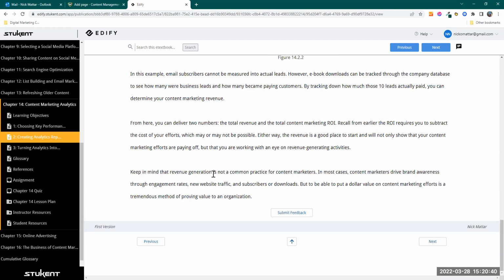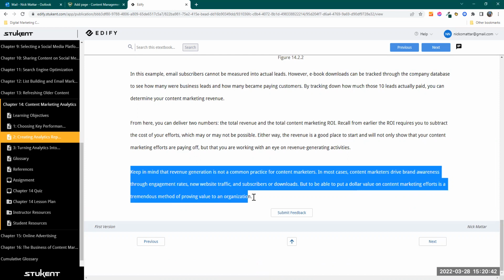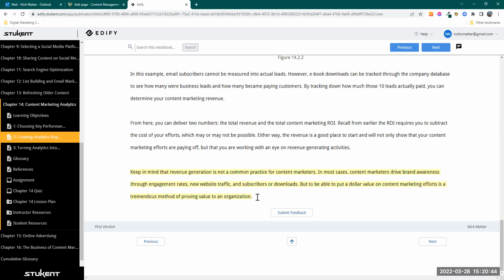Now, I did want to call into play these last couple sentences, right? Revenue generation is not a common practice for content marketers or a lot of marketers in general. If you go and work for a startup, yes, you're going to be tasked with turning marketing efforts into dollars because they work very lean, and startups work in a model, a business model, that's fundamentally different than most established companies.